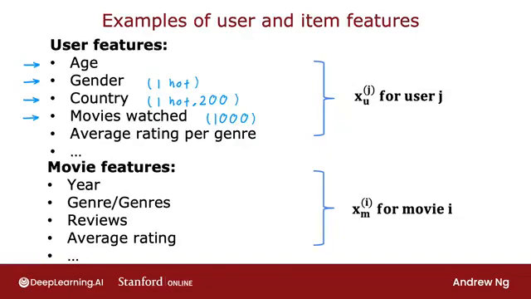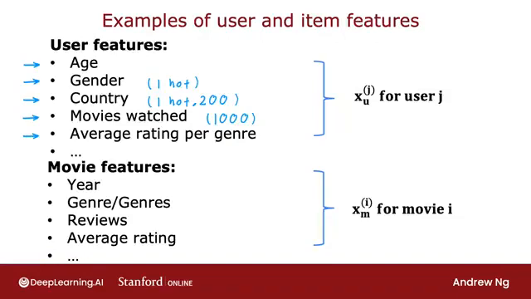So it turns out that if you have a set of movies and if you know what genre each movie is in, then you can compute the average rating per genre that the user has given. So of all the romance movies that the user has rated, what was the average rating? Of all the action movies that the user has rated, what was the average rating? And so on for all the other genres. This too can be a powerful feature to describe the user.